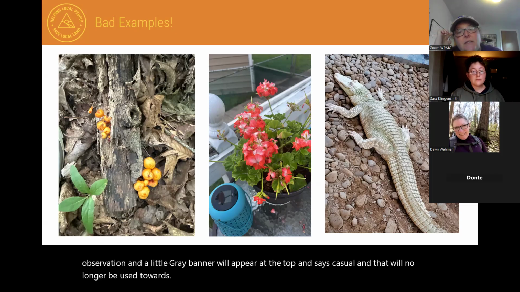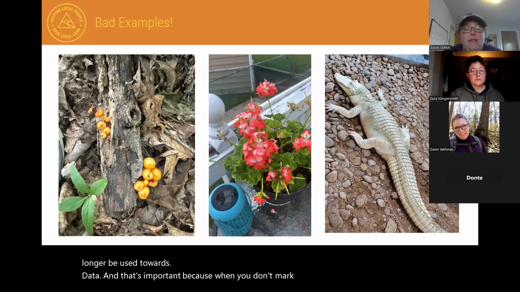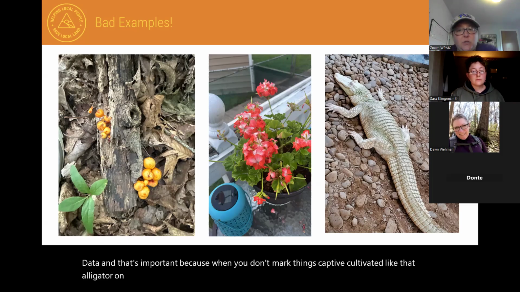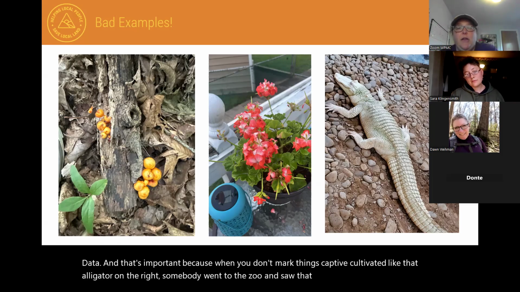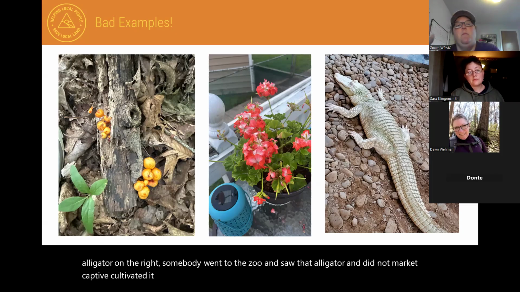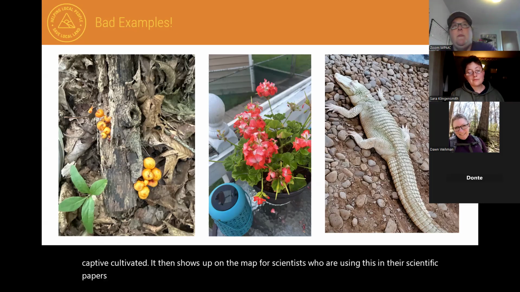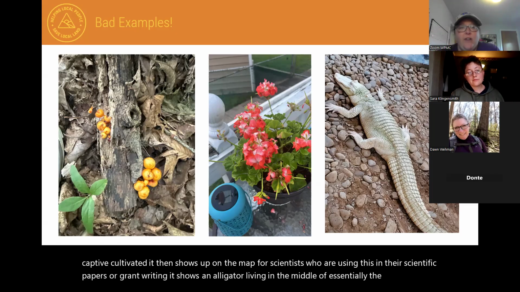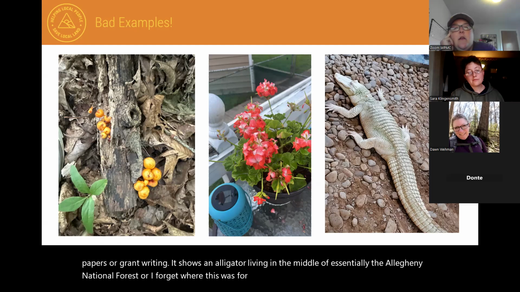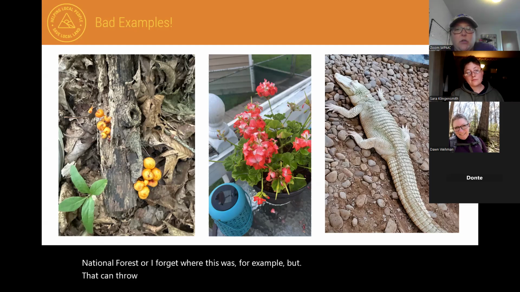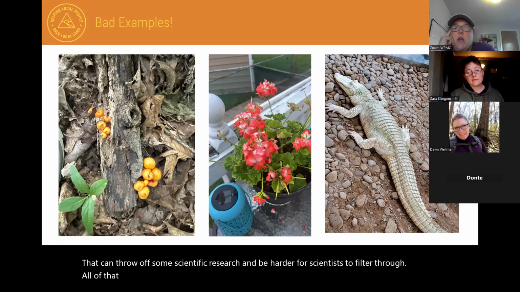And that's important because when you don't mark things captive cultivated, like that alligator on the right, somebody went to the zoo and saw that alligator and did not mark it captive cultivated, it then shows up on the map for scientists who are using this in their scientific papers or grant writing. It shows an alligator living in the middle of essentially the Allegheny National Forest, or I forget where this was, for example, but that can throw off some scientific research and be harder for scientists to filter through all of that stuff.